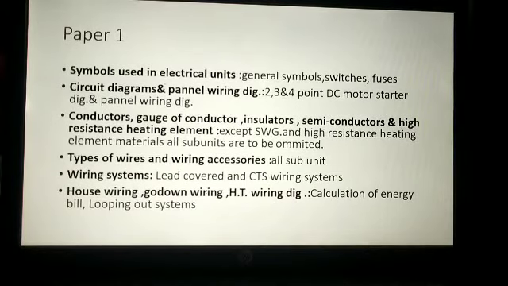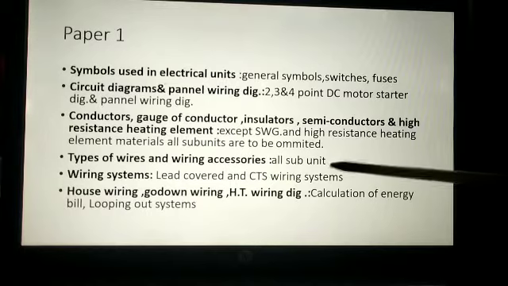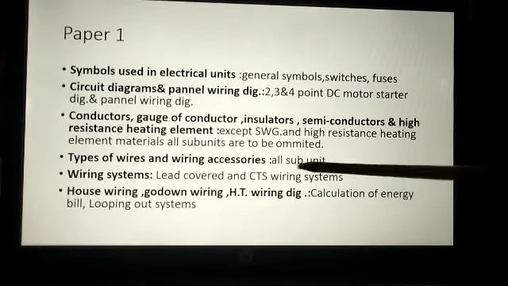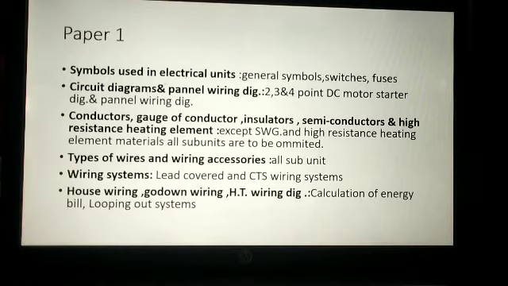Now the next chapter is types of wiring and wiring accessories, that is the 5th chapter. All subunits are reduced, so no need to do this chapter. Next, the 6th chapter is wiring system. From wiring system, just lead covered and CTS wiring, that part is only removed. Just 1 minute, I'll tell you.